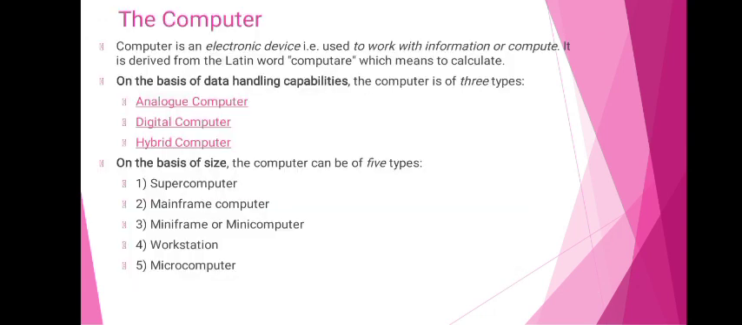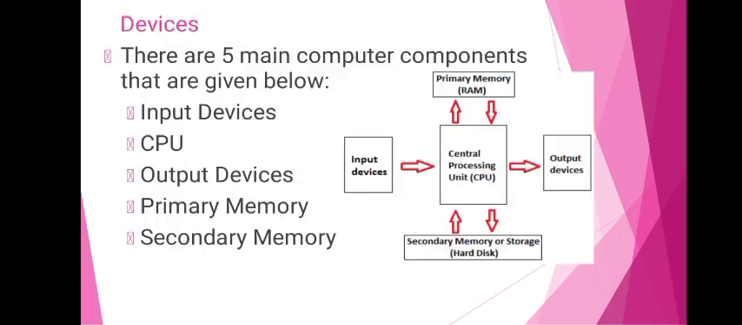A computer is an electronic device and it works with information. There are various types of computers. On the basis of data handling capabilities, the computer is of three types: analog computer, digital computer, and hybrid computer. On the basis of size, the computer can be of five types: supercomputer, mainframe computer, mini frame or minicomputer, workstation, and microcomputer.